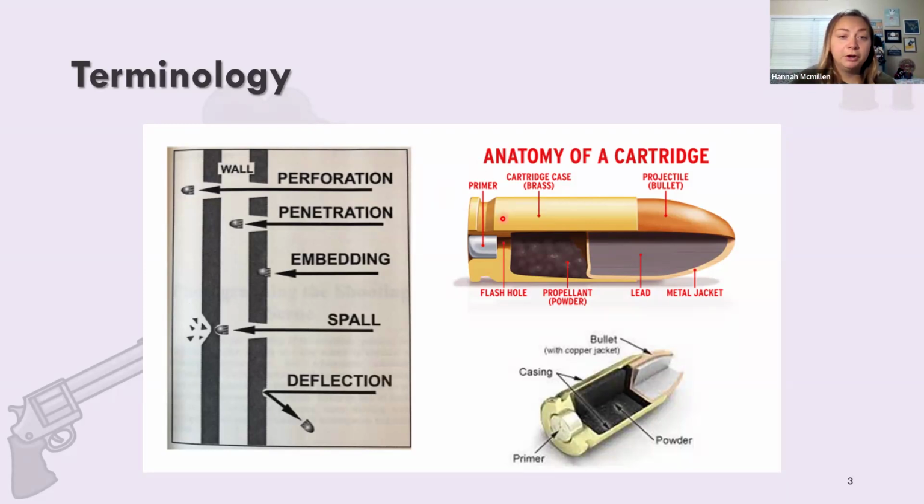So we have the primer, and we have the cartridge case, which is made of brass. You have your propellant that helps to push that projectile out. The flash hole, where once the primer is struck, it flashes through, igniting the propellant to then push the projectile through your firearm. Then you have lead, which is what your projectile is made of, and then the metal jacket that covers your projectile itself. And then here's just another breakdown of that same anatomy of the cartridge itself.